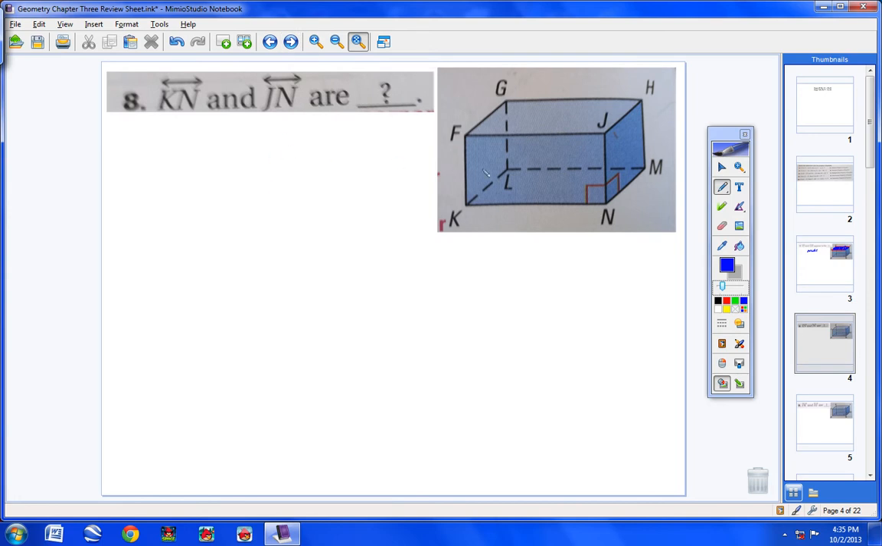Number 8, KN, where's K? I can't even find K. I'm getting old, my vision's going.